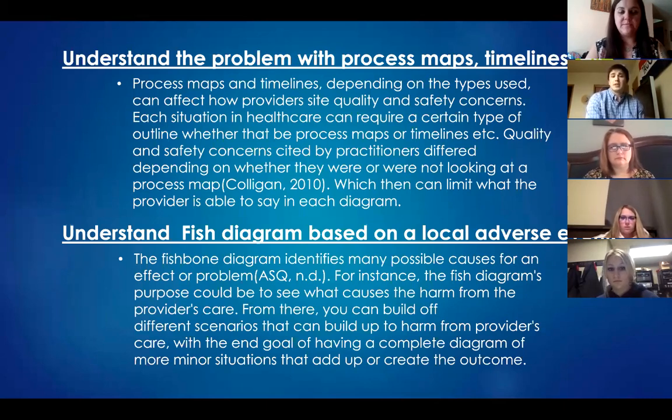Then when you're understanding the fish diagram, like in our slide above, the fishbone diagram identifies many possible causes for an effect or a problem. For instance, a fish diagram's purpose could be to see what causes the harm for a provider's care. From there, you can build off with different scenarios that build up from provider's care with the end goal of having a complete diagram of minor situations that add up to create the outcome.